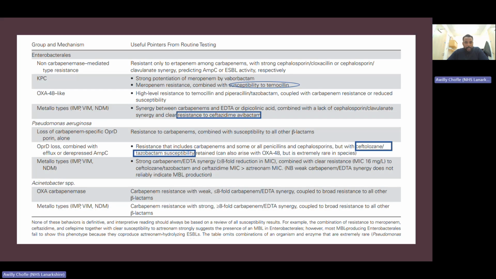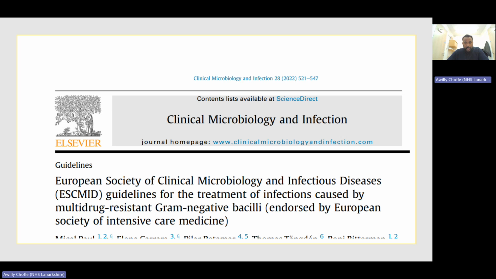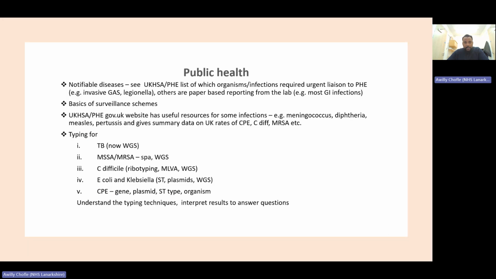And this is the same paper going into detail to explain how to spot an OXA-48, how to spot an OprD loss, and all other stuff. ESCMID have their own guidelines. They're very good if you look at them.